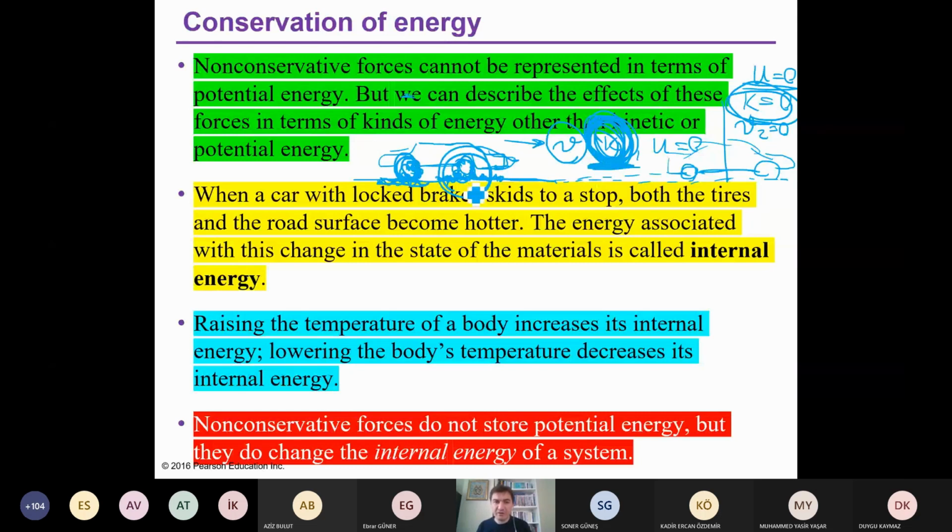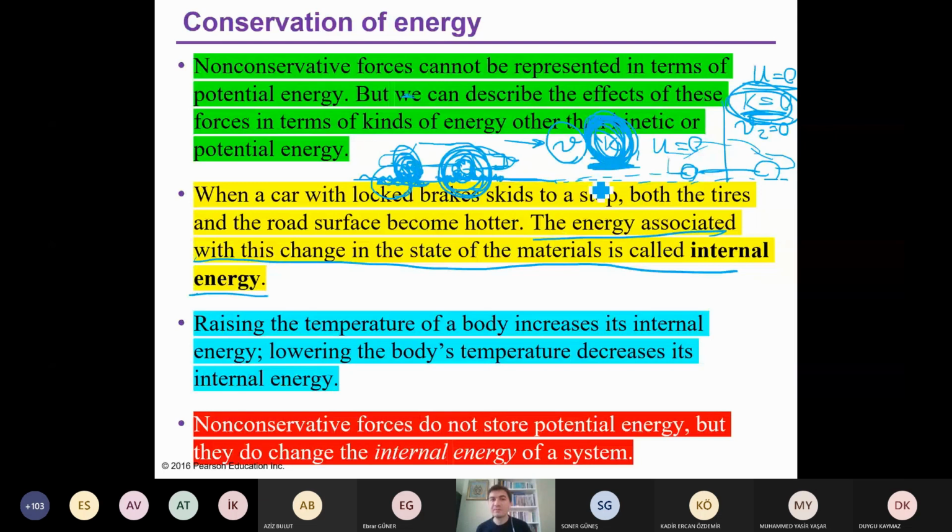The energy associated with this change in the state of the materials is called internal energy. So you increase the internal energy of the rubber tires and you increase the internal energy of the road. This kinetic energy is now 0 at the final position, but it is spent to increase the temperature of the tires and the temperature of the road. And this process is irreversible. You cannot get this energy back to increase the kinetic energy of the car.